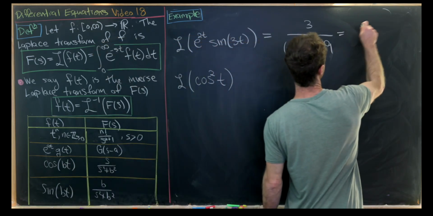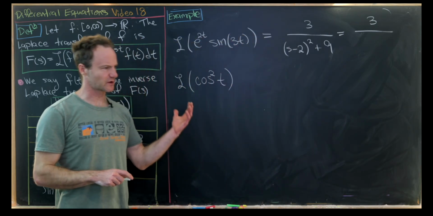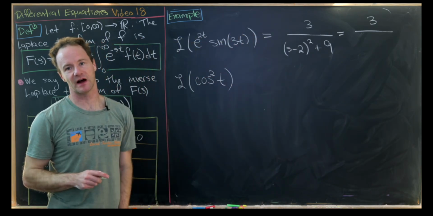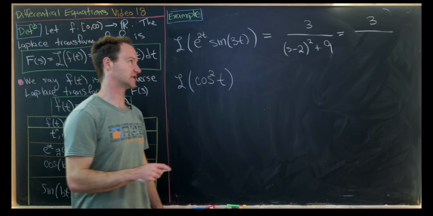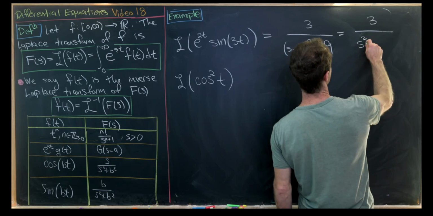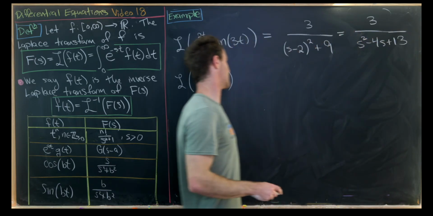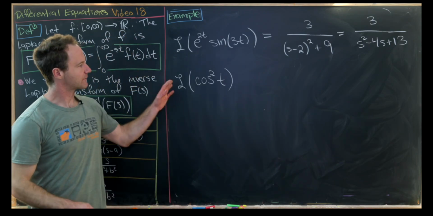Now we could simplify this if we wanted to, and that would be maybe a good idea because generally you'll see problems in this simplified version and have to take the inverse Laplace transform. Okay, so we'll have 3 over s squared minus 4s plus 13 when all is said and done. Okay, let's look at this next one.